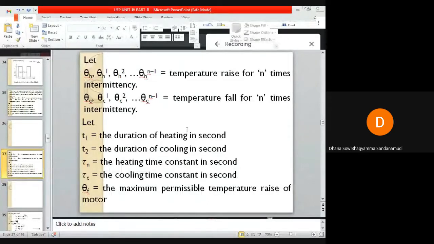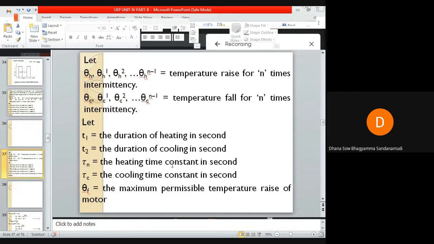So let us assume theta h, theta h1, theta h2 up to theta h(n-1) are the temperature rises for n times intermittency, and theta c, theta c1, theta c2 up to theta c(n-1) are the temperature falls for n times intermittency. All these thetas are the raised temperatures and all these thetas are the fall temperatures.